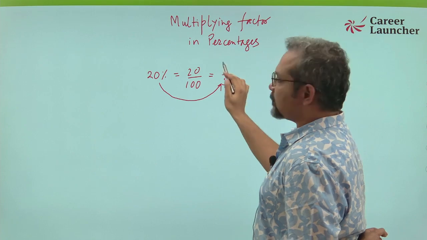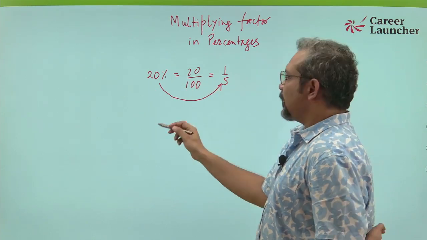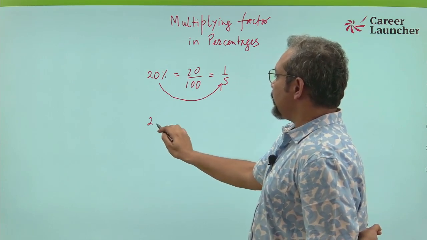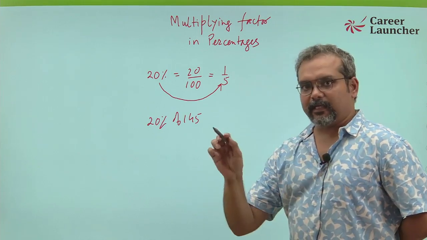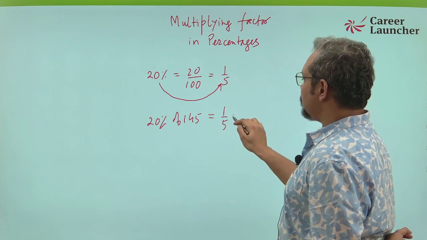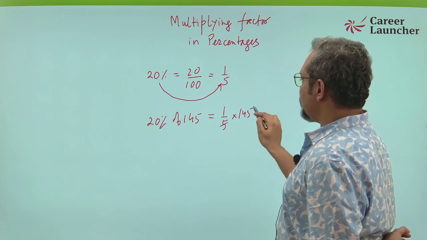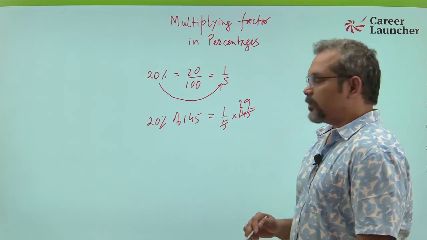So this 1/5 is the multiplying factor. So instead of doing 20%, just do 1 by 5 times. Say for example, you need 20% of 145. So instead of doing 20 upon 100 times 145, you just do 1/5 of 145 and that gives you 29. So that's the basic idea of the multiplying factor.